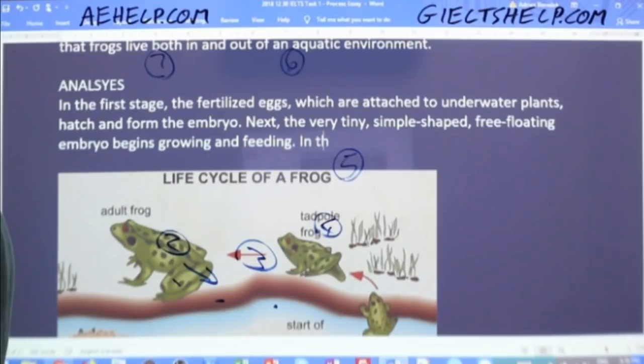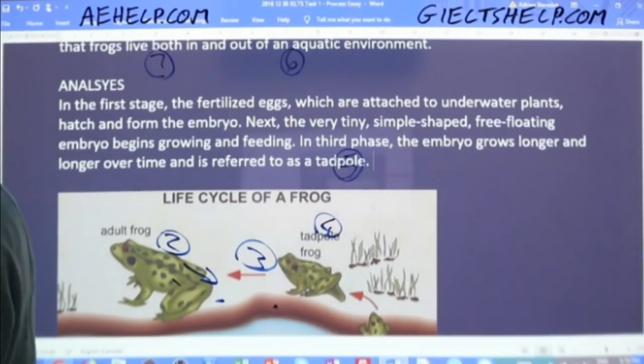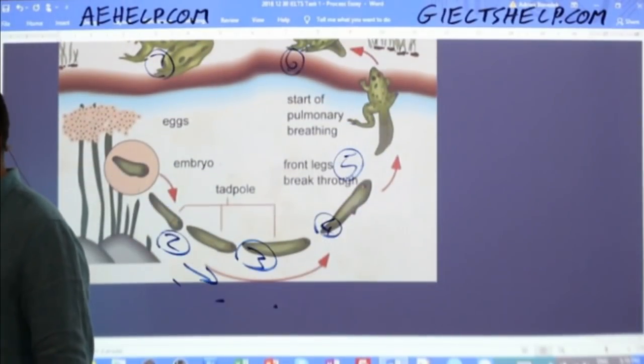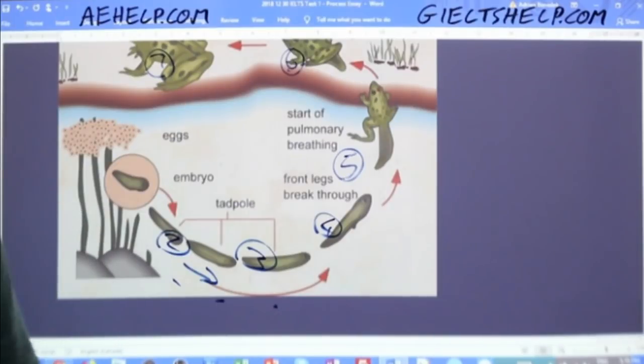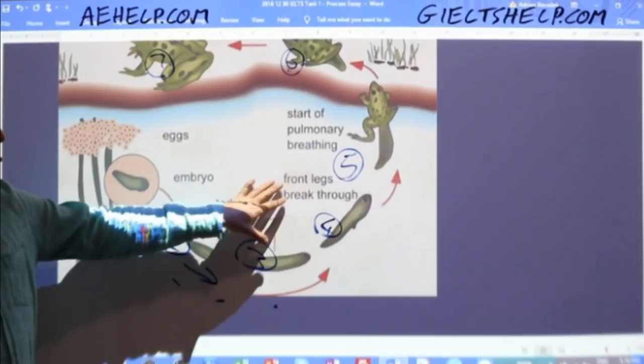So here we go. In the 3rd phase, the embryo grows longer and longer over time and is referred to as a tadpole. Sure. Yeah, absolutely. Now, always make sure not to misspell words that are given in the diagram.